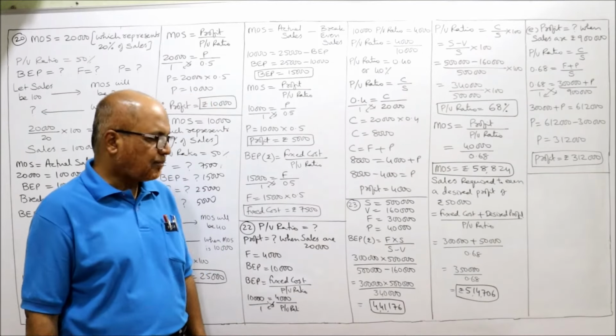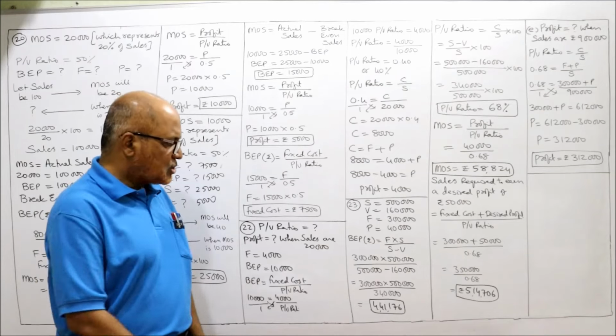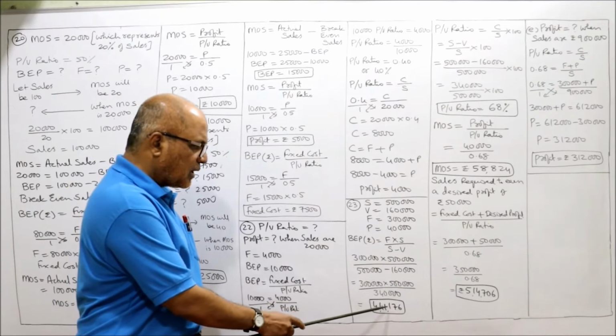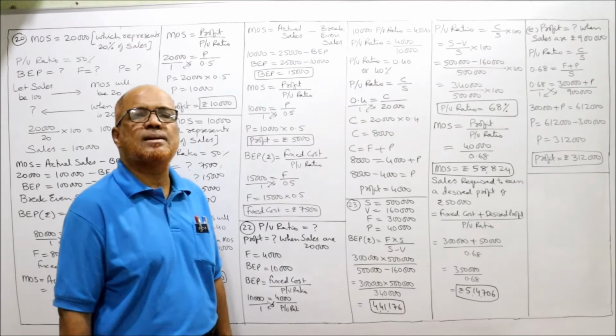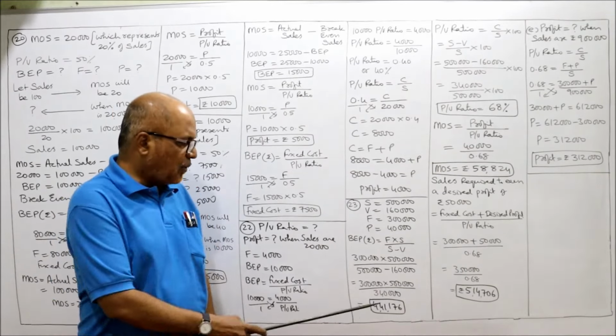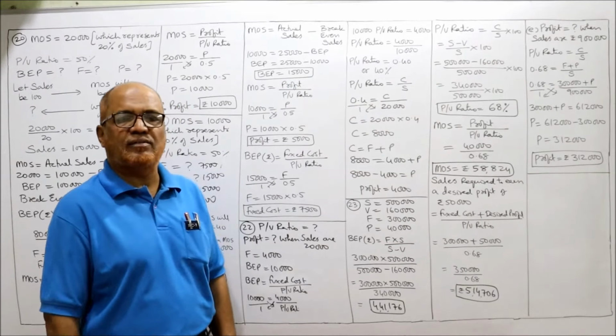3 lakh into 5 lakh divided by 5 lakh minus 1,60,000, which is 3,40,000. So you divide 3 lakh into 5 lakh by 3,40,000, you will get 4,41,176. One answer we have completed. BEP, break-even point, we got 4,41,176.